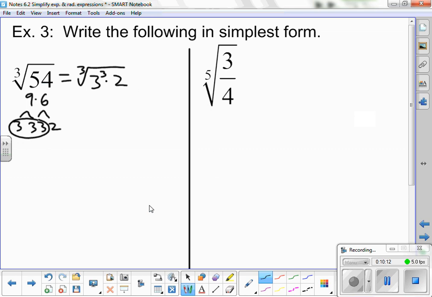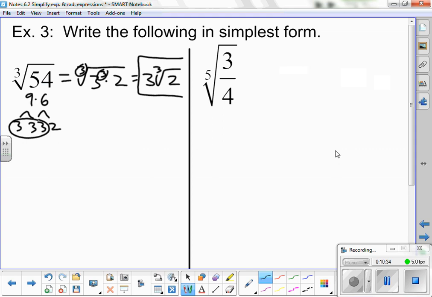Just like we did with square roots, when you have a perfect cube and it matches the index, you can pull this 3 out. So we get 3 cube root of 2, and you're done because there are no other perfect cubes within that 2. So basically, we looked at 54, we tried to find a perfect cube, it turned out to be a 3, then we can take that out. Okay. So that is in simplest form.